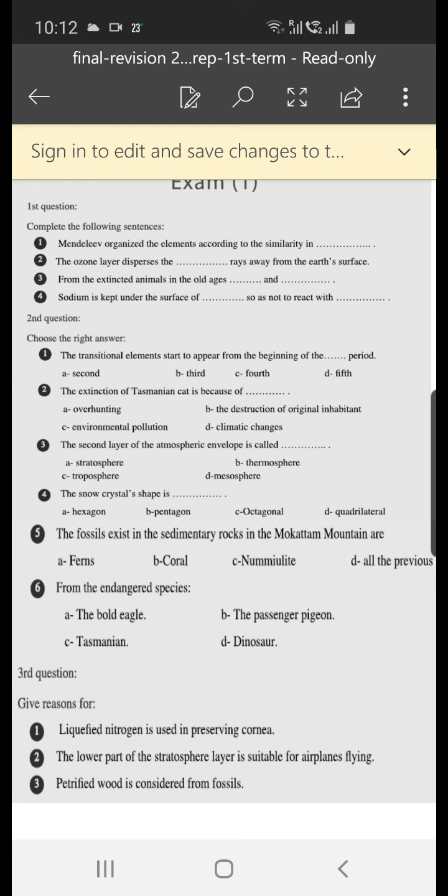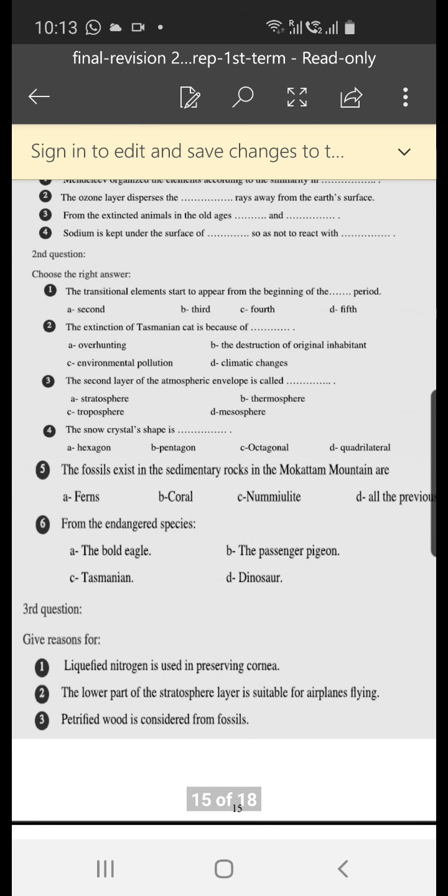3, from the extinct animals in the old ages, space. The answer is dinosaurs and mammoth. Number 4, sodium is kept under the surface of space so as not to react with space. The answer is sodium is kept under the surface of kerosene or paraffin oil so as not to react with moist air.